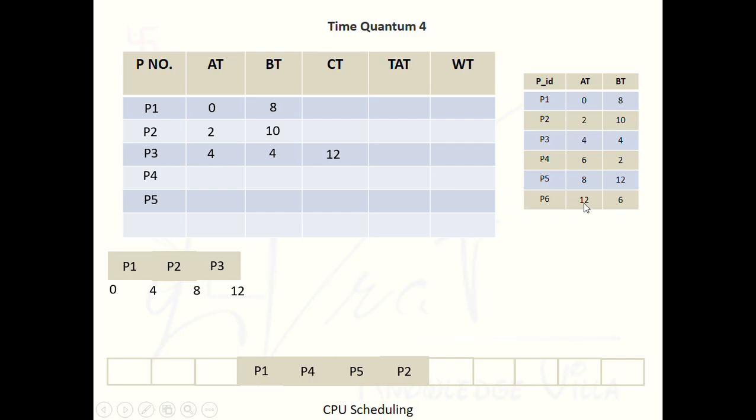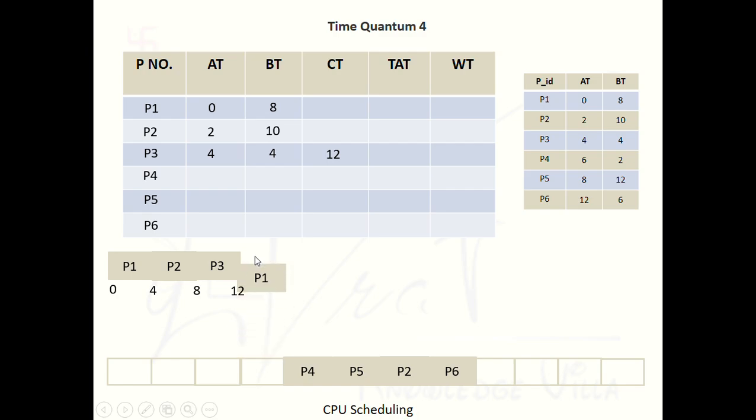Done. So up to time unit 12 we will check whether any other process arrived. Yes, process P6 arrived at time unit 12, so we will put P6 into the waiting queue. Now whichever process arrived first inside the queue will get the CPU. P1 arrived first inside the queue, so P1 will get the CPU again.